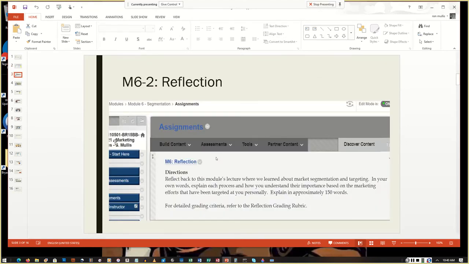All right, to get to the Module 6 reflection, you go to Modules in Blackboard for this class, Module 6 segmentation, assignments, and it's there. You're expected to have at least 150 words in that reflection.